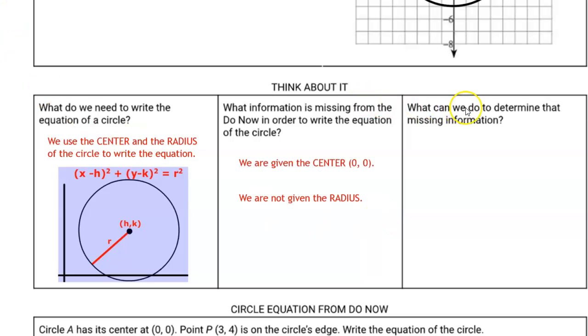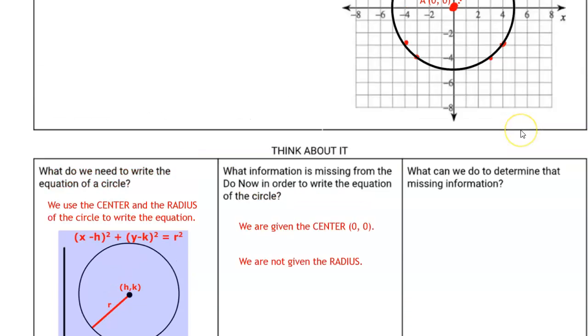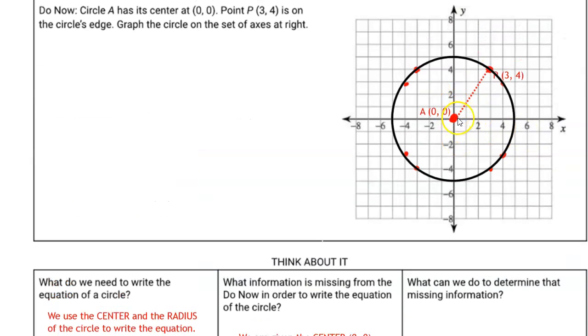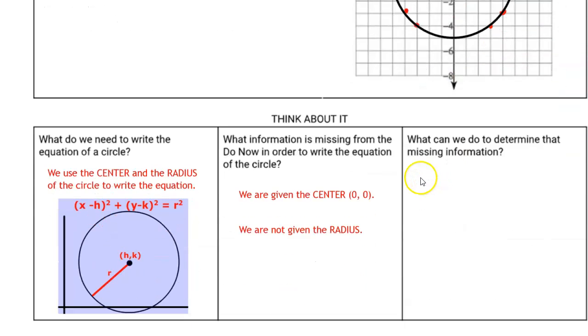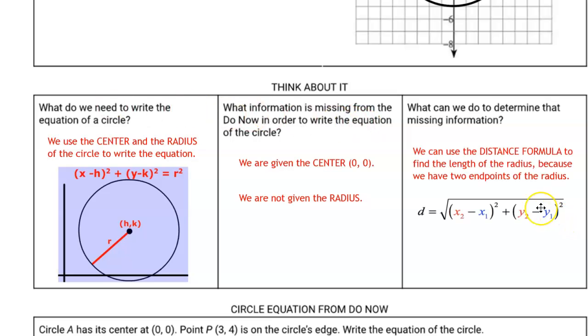So now we're in a bit of a bind. What can we do to determine that missing information? Well, all we know is the endpoint of the radius and the other endpoint of the radius. So we have two endpoints of a straight line segment. How do we find the distance between those two endpoints on a graph? Oh, we have the distance formula. So it wouldn't be that hard to find the measure of the radius, which in this case we're abbreviating as d, the distance between these 2 points. Keep in mind we're finding the radius.